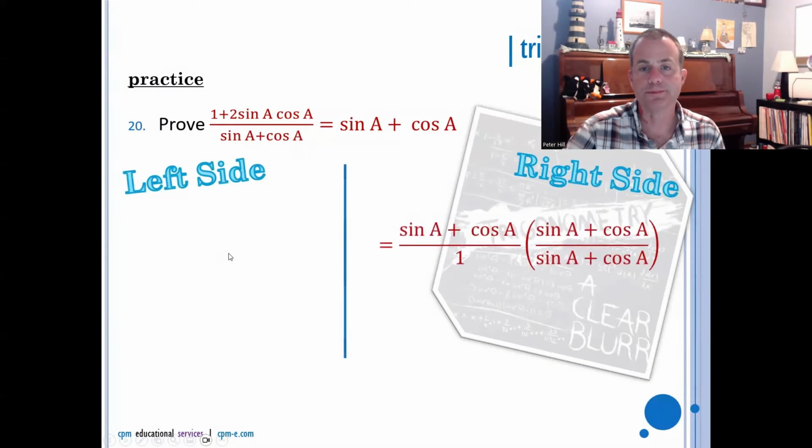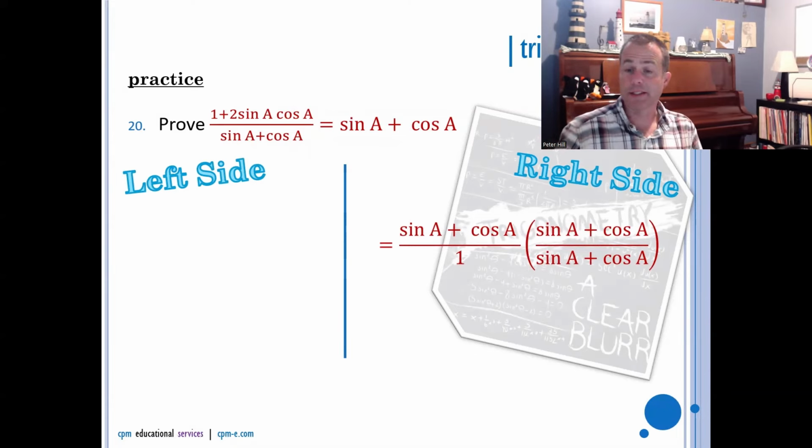Okay, so here we go. And that's what I've done. So on the top, I'm going to FOIL that out. I'm going to have sine A times sine A, which will be sine squared A, and then sine A cos A again, and then cos squared A. On the bottom, I'll have sine A plus cos A.